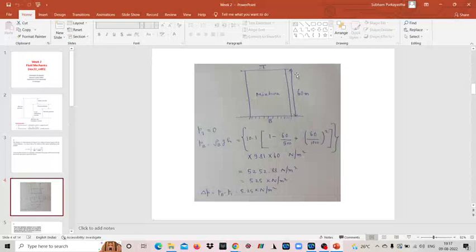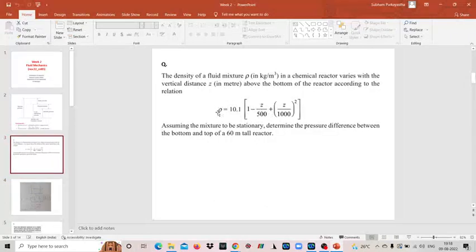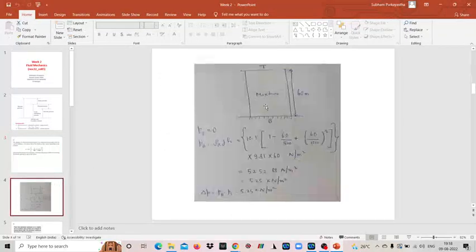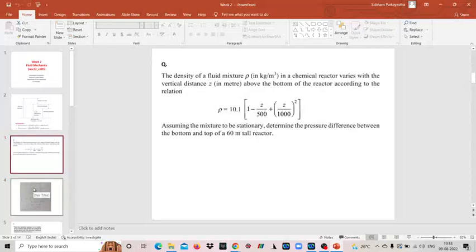At the bottom, the fluid depth is basically 60 meters. So rho b is basically the density at the bottom. Then g, you can choose 9.8 or 10, whatever is asked in the question. And then what is h? h is 60 meters. The variation for density was given. Now if you look carefully, the density depends only on z. And what was z? z is the vertical distance from the bottom of the reactor according to the relation.